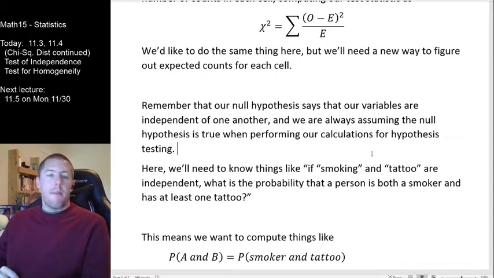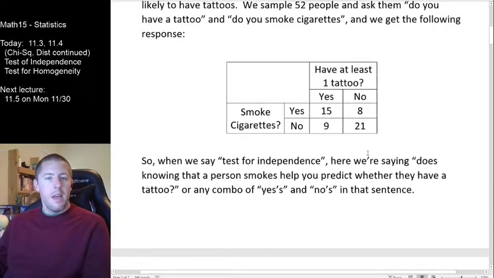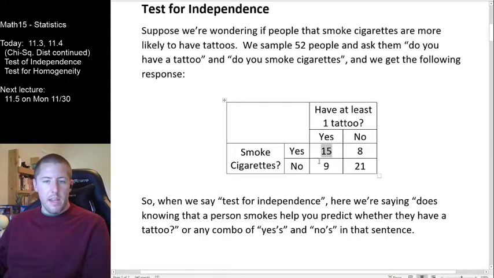Remember that our null hypothesis says that our variables are independent of one another, and that we're always assuming the null hypothesis is true when performing our calculations for any hypothesis test. Here, we'll need to know things like, if smoking and tattoo are independent, what is the probability that a person is both a smoker and has at least one tattoo? That's exactly what's happening in this cell right here. This is what I want to know: what is the probability that a person both smokes cigarettes and has a tattoo? And I can use that to fill in my expected value in place of the observed value right here.